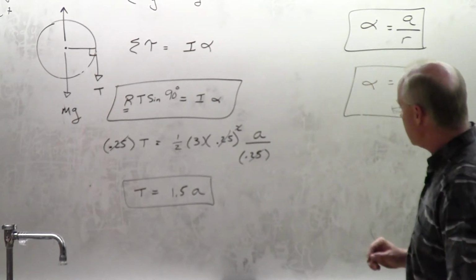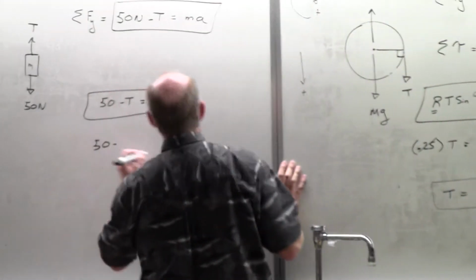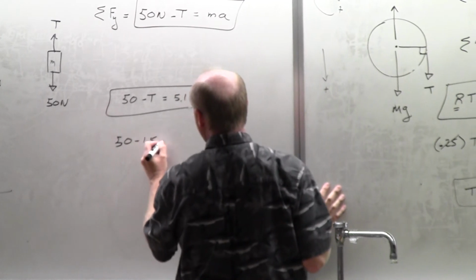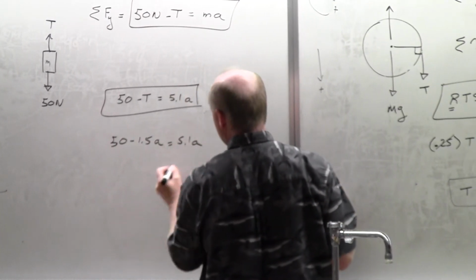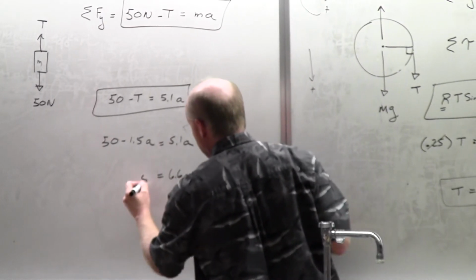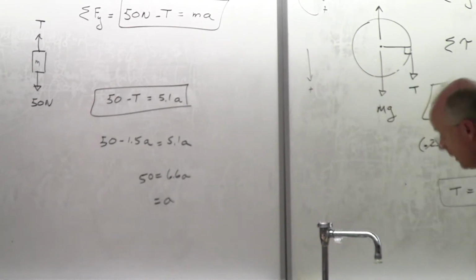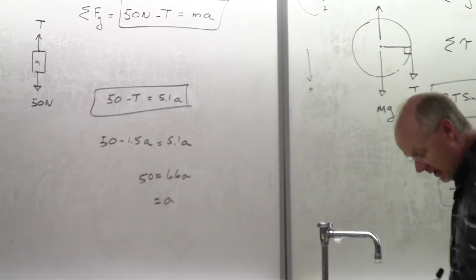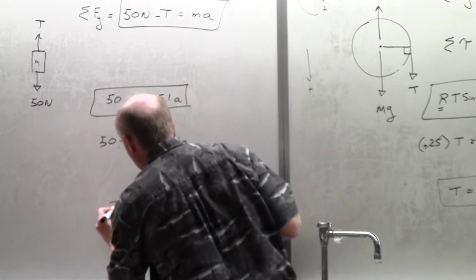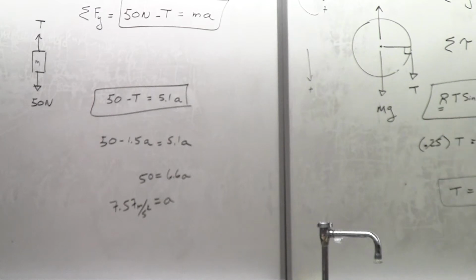And you're going to see a lot of that again. If I put this over to here, I guess I would have 50 minus 1.5a equals 5.1a, which when I bring it to the other side, I guess that makes 6.6a is equal to 50. And so I can answer this first part. Well, what is a? Well, I guess it's 50 divided by 6.6, coming up with 7.57 meters per second squared. Or 5.8, I guess it rounds up there.